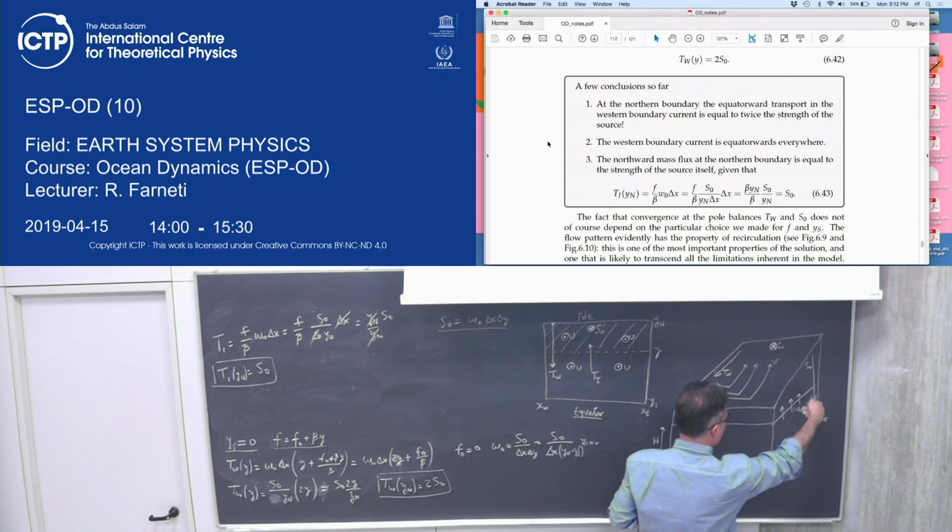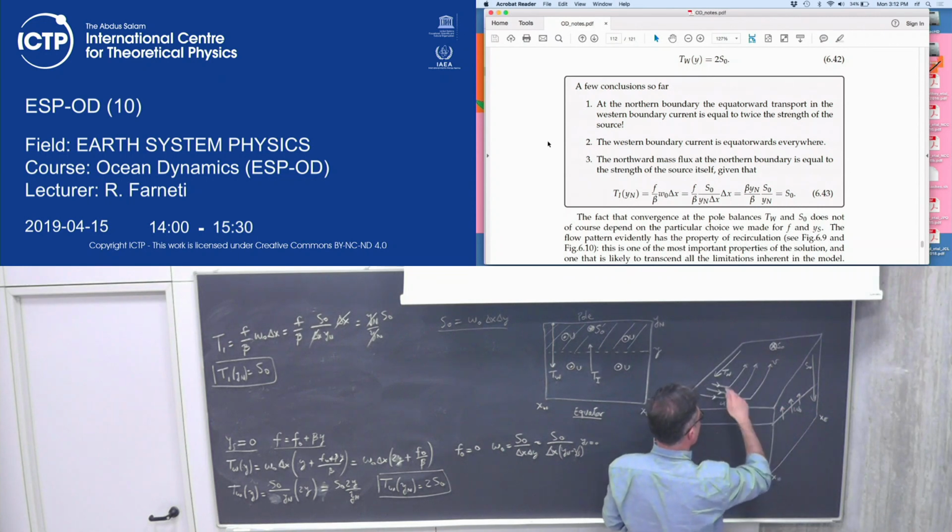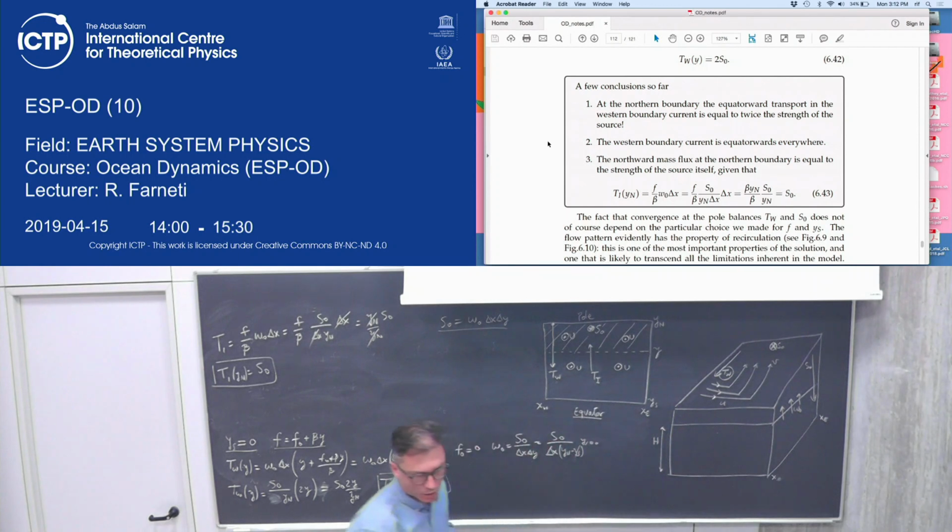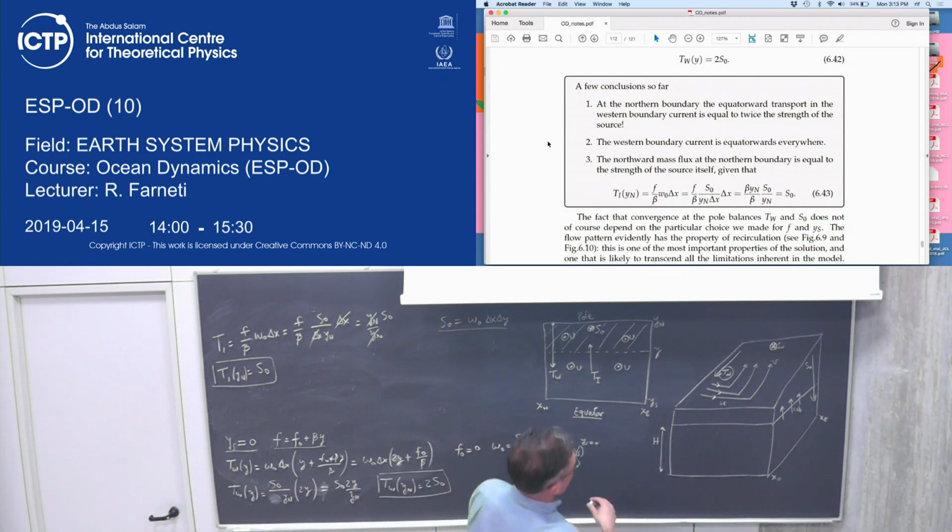And at the same time you have a return boundary current on the west, this T W, which is twice the injection, because you have the injection plus the interior transport, and then you have twice the injection returning as a western boundary. So at the northern boundary, the equatorward transport in the western boundary current is equal to twice the strength of the source. The western boundary current is equatorward everywhere, and the northern mass flux at the northern boundary is equal to the strength of the source.